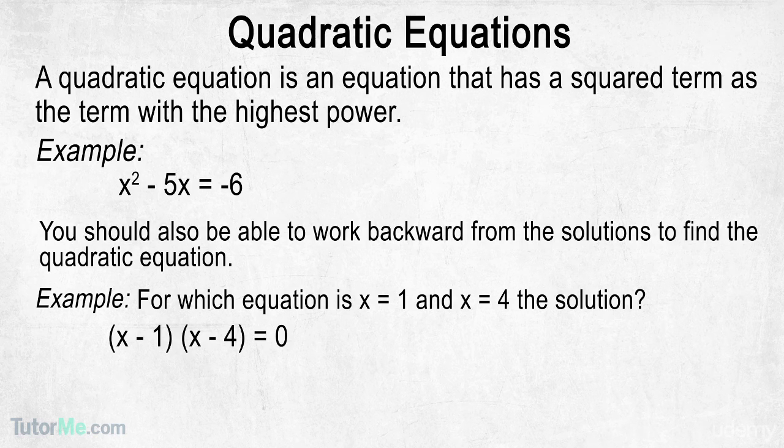Now we can FOIL these two terms. Remember FOIL. First, x times x; outer, x times negative 4; inner, negative 1 times x; last, negative 1 times negative 4. So that leaves us with x squared minus 5x plus 4 equals 0. And that's our answer. Let's look at an example problem.